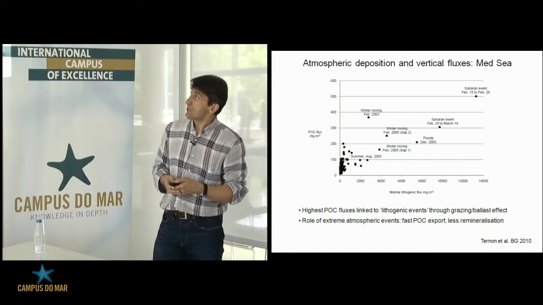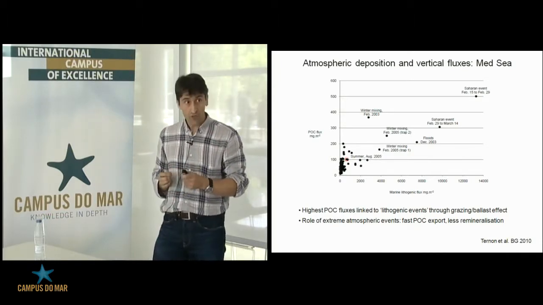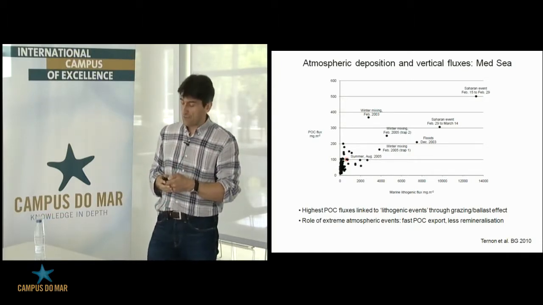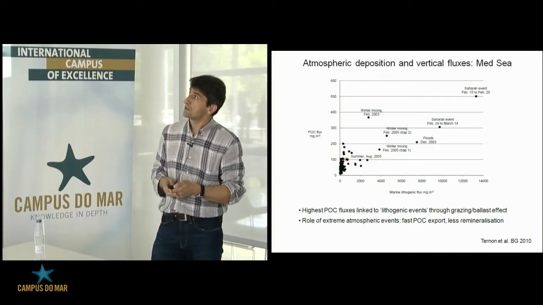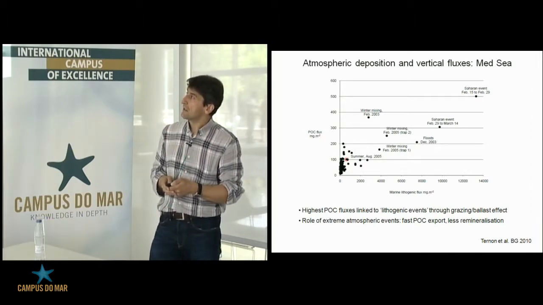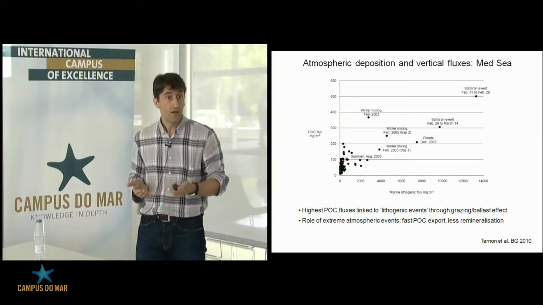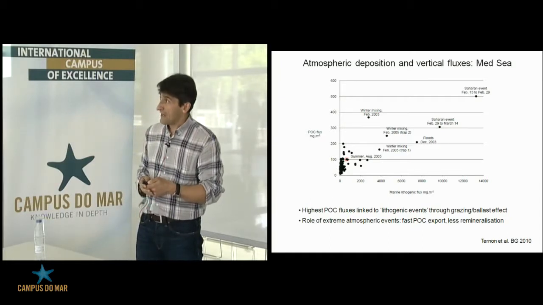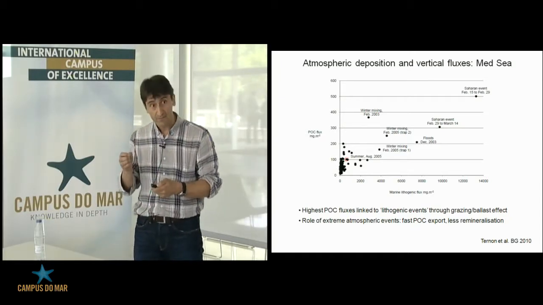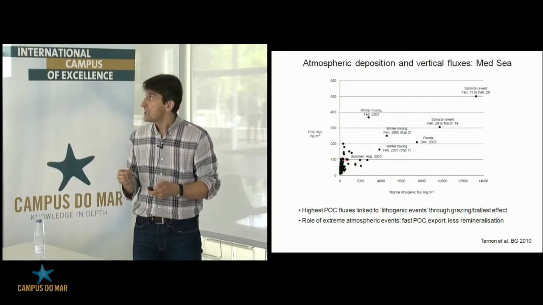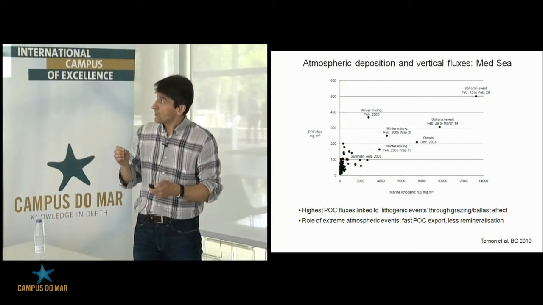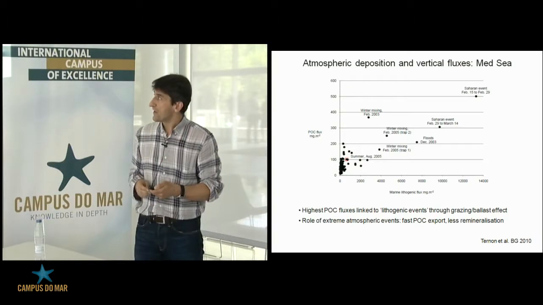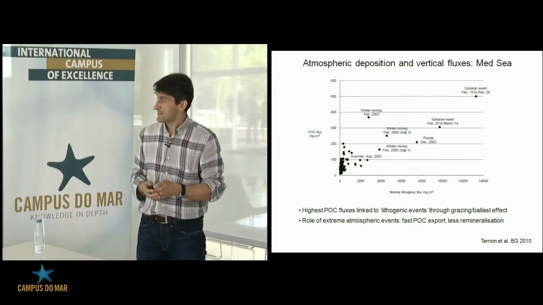So there's, as I was mentioning before, this really strong correlation between the vertical flux of particulate organic carbon and what they call the marine lithogenic flux, which is basically minerals coming in from the Sahara Desert mostly. So again, I stress this point: the highest particulate organic carbon fluxes were linked to these lithogenic events through this grazing ballast effect.